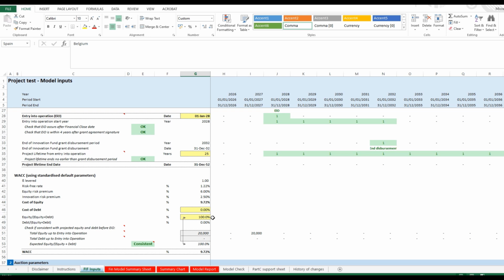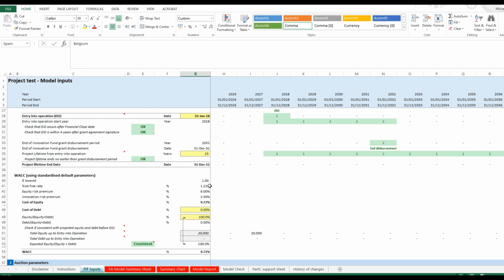As you can see, certain parameters are automatically derived and cannot be altered: beta, risk-free rate, equity risk premium, and innovation risk premium are calculated using standardized default parameters to ensure consistency across projects. The risk-free rate is based on the selected country of implementation and corresponds to the monthly average over the last 10 years of the 10-year government bond rate, using data from the European Central Bank.